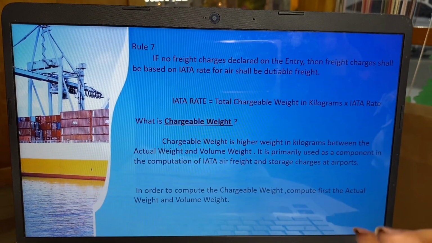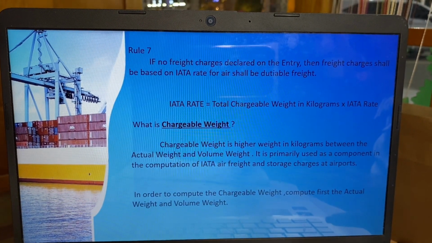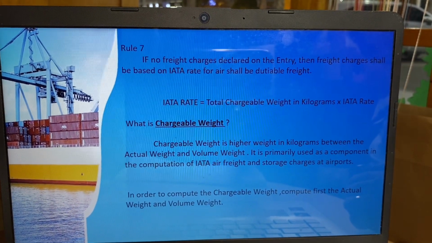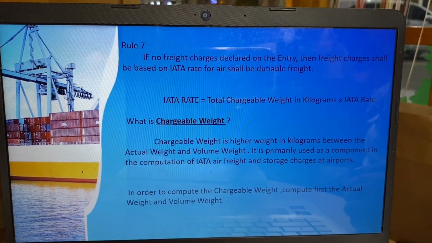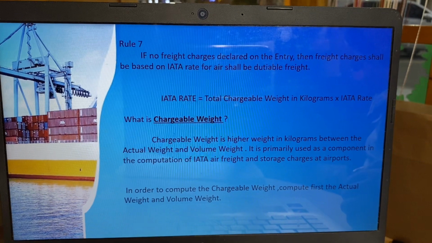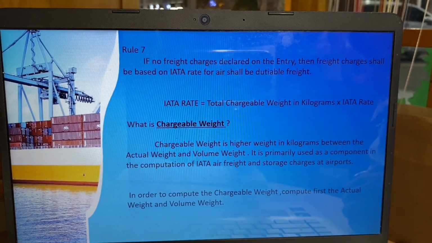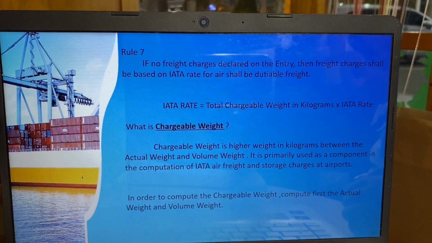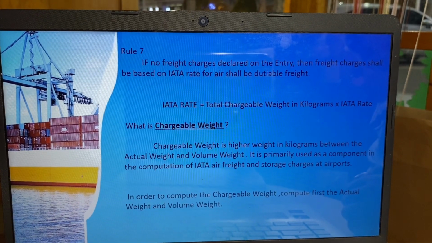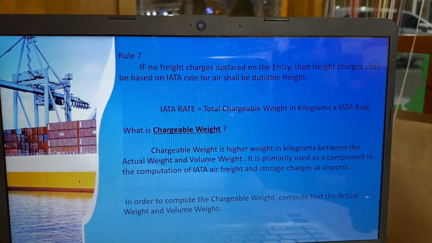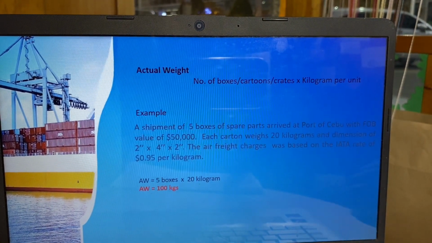So, ang chargeable weight, it is a higher weight in kilograms between the actual weight and volume weight. We're going to discuss the actual weight and volume weight on the next slide. It is primarily used as a component in the computation of IATA air freight and the storage charges at airports. So in order to compute the chargeable weight, compute first the actual weight and the volume weight. So here's how to compute the actual weight.